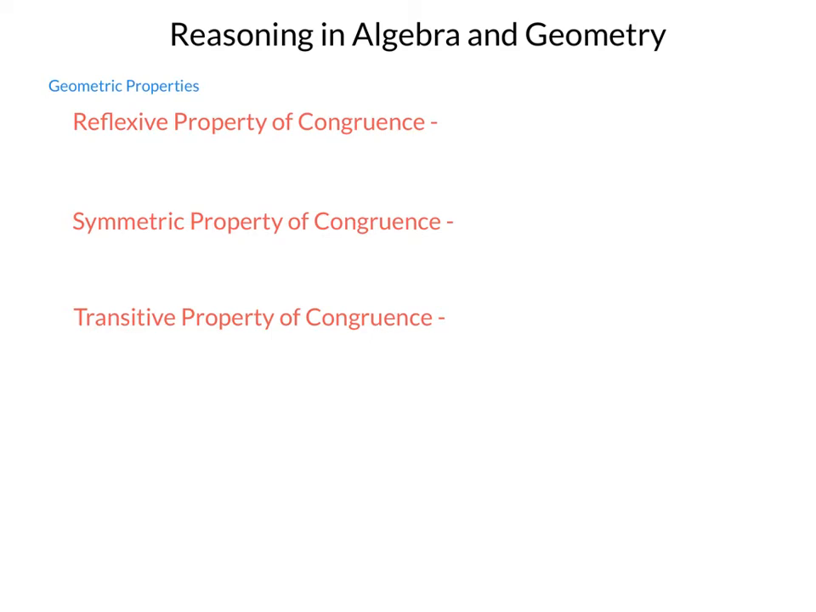So when I'm looking at my reflexive property of congruence, I have that line segment AB is congruent to line segment AB. Going with this in terms of angles, I could say that angle A is congruent to angle A. Basically, any item will be congruent to itself. Okay.